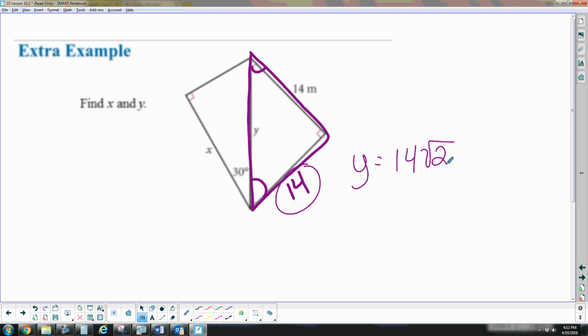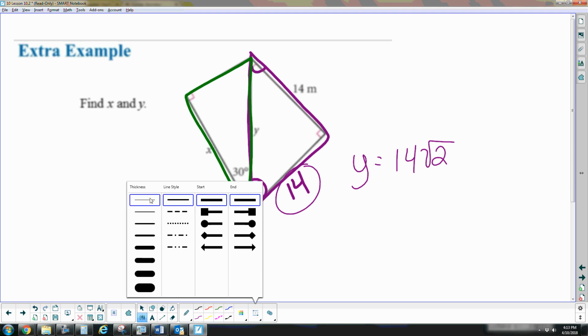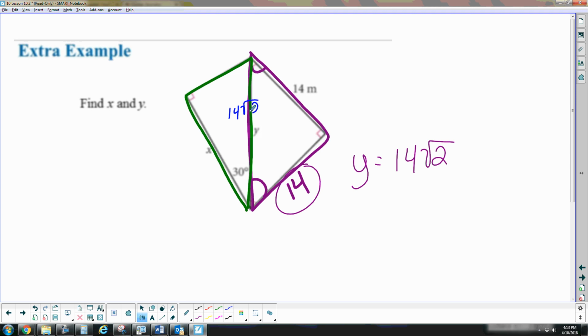Now in the second triangle, we have a 30, 60, 90 triangle, but we already know that this side is 14 times the square root of 2. We know this is the shorter side, and we know that this angle is 60 degrees, which makes this x the longer side.